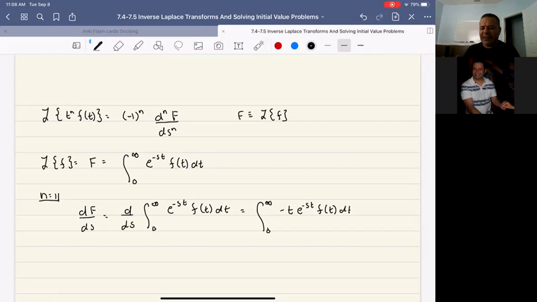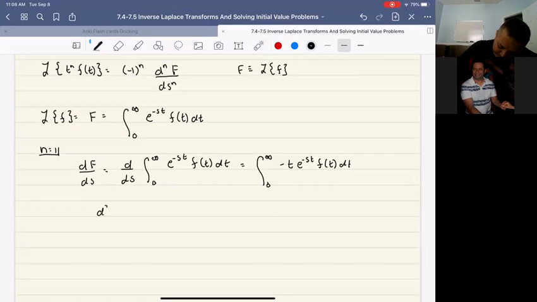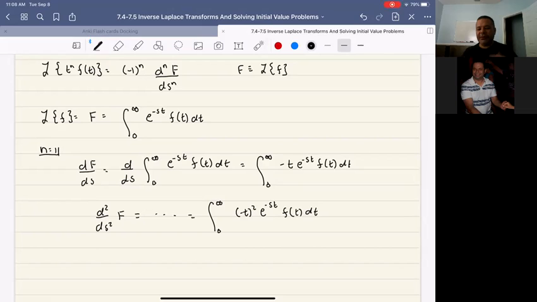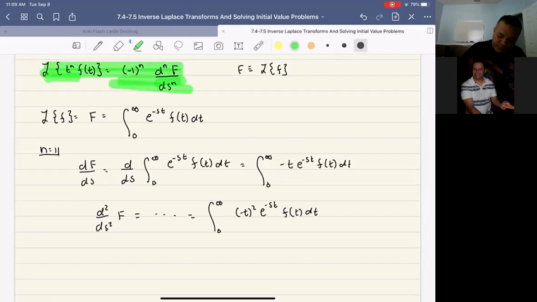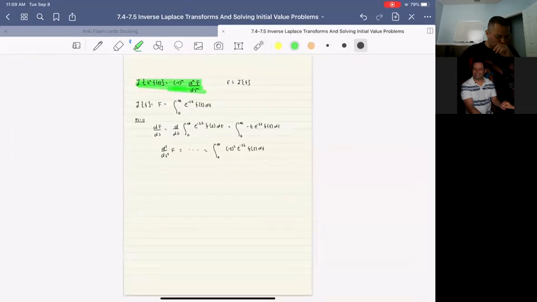So now if I do this again, if I take the second derivative, that's going to be what? Doing the same sort of steps, that's now going to be negative t squared e to the negative st f of t dt. Okay, so we're seeing that we get that -1 to the n coming out from here. Okay, so this is how that comes out. We're going to need that in this problem.